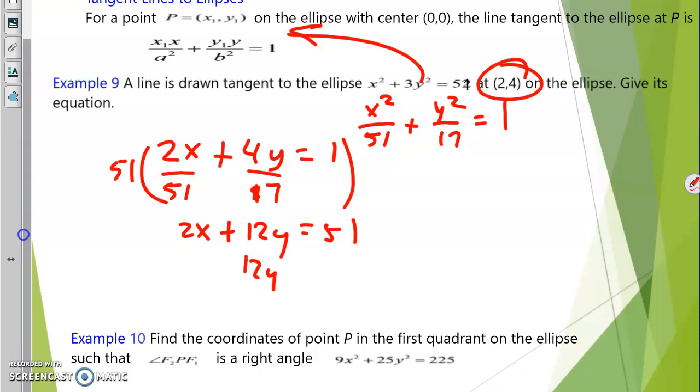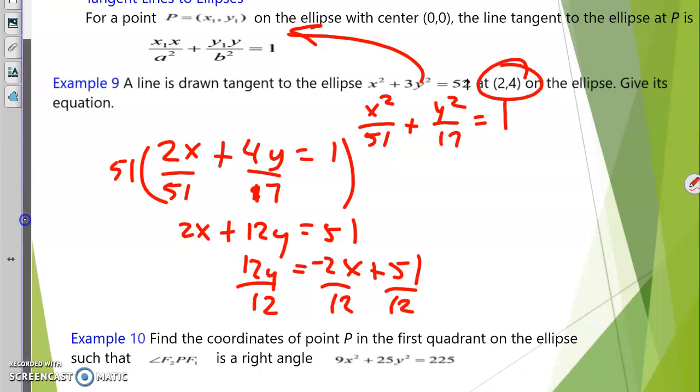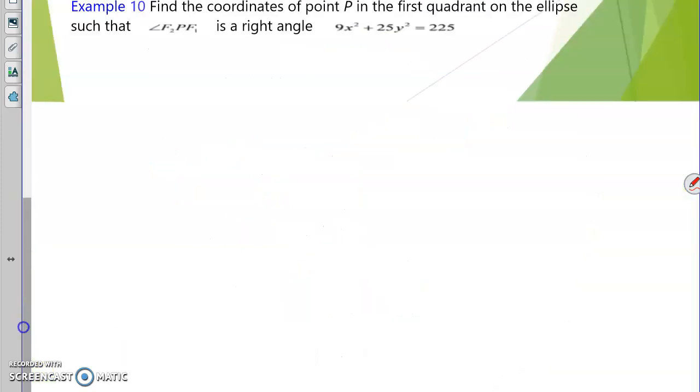Moving over, I get 12y equals -2x plus 51, all divided by 12. And so there's the equation of the tangent line to my ellipse at that point. And that's how you would do that. And let's move up and see if we can get one more example in here.